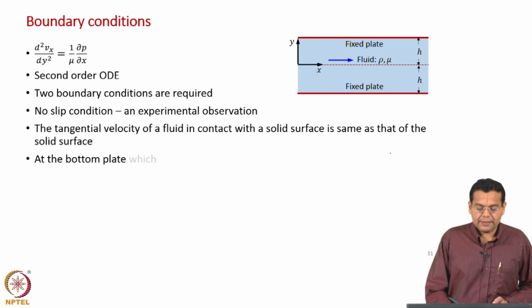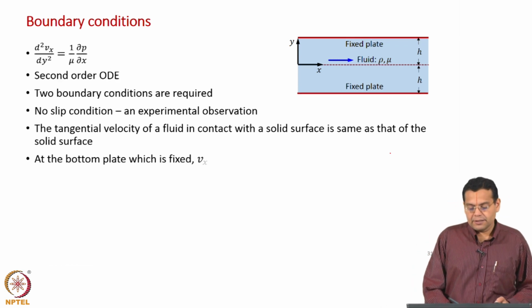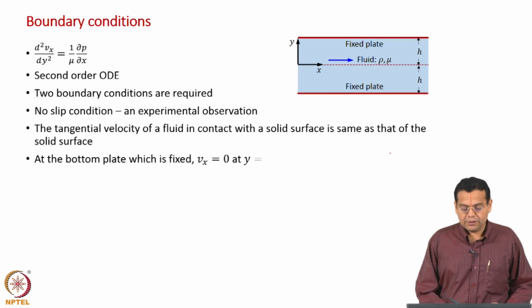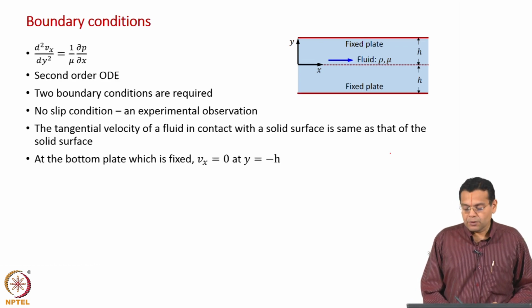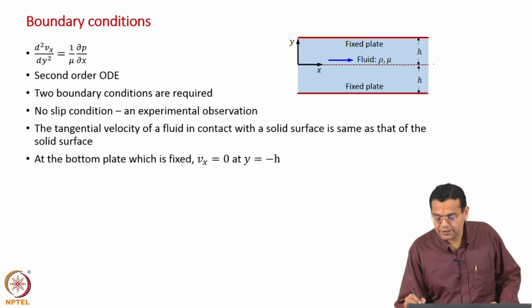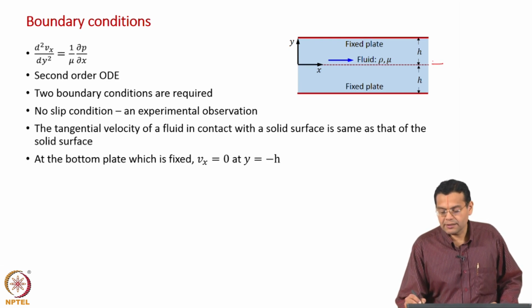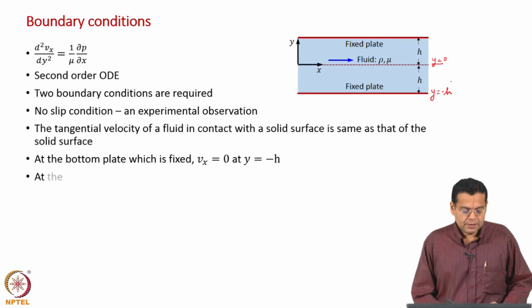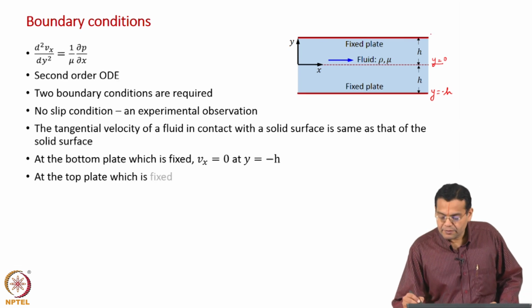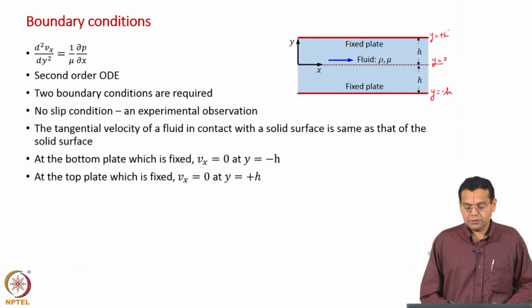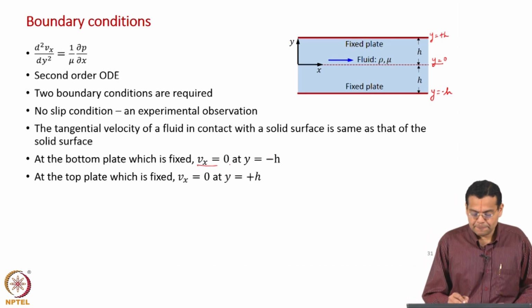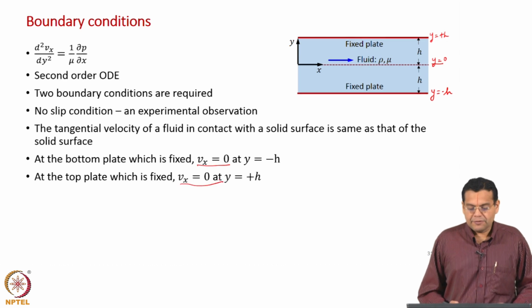So, at the bottom plate which is fixed, Vx is equal to 0, and what is the y coordinate? y is equal to minus h. Once again I would like to emphasize y equal to 0 is a central line, okay, and so the bottom plate is at y equal to minus h. At the top plate, what is y? y equal to plus h, Vx is 0. So, both at the bottom plate and the top plate Vx is equal to 0.